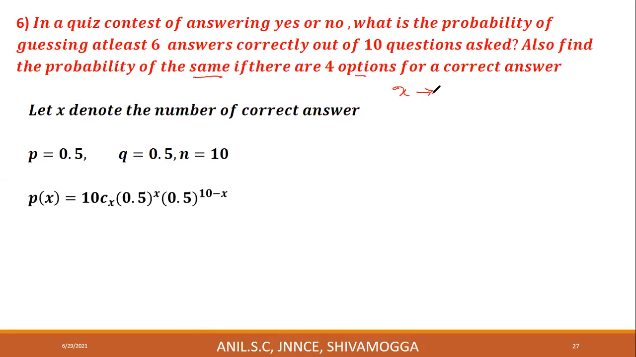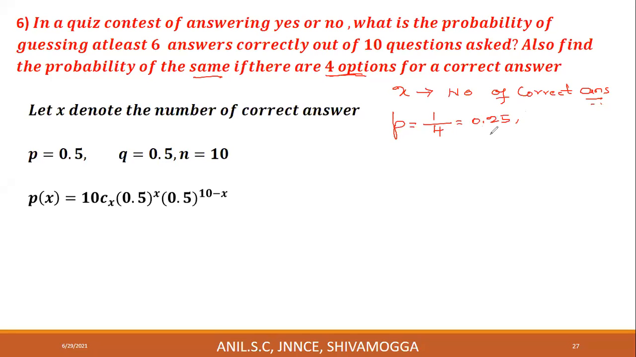Let X denote the number of correctly answered questions, or the number of correct answers. What is the probability of answering correctly here? Actually, it is guessing. What is the probability of guessing a correct answer, P? How many possibilities are there now? 4 options. Denominator is 4. There are 4 options for each question, and the correct answer is 1 among them. 1 by 4 means 0.25.